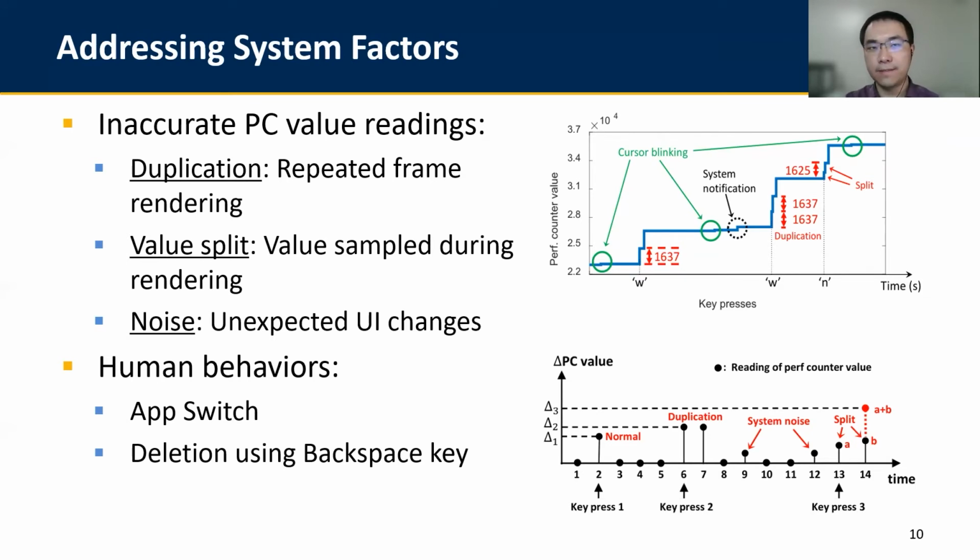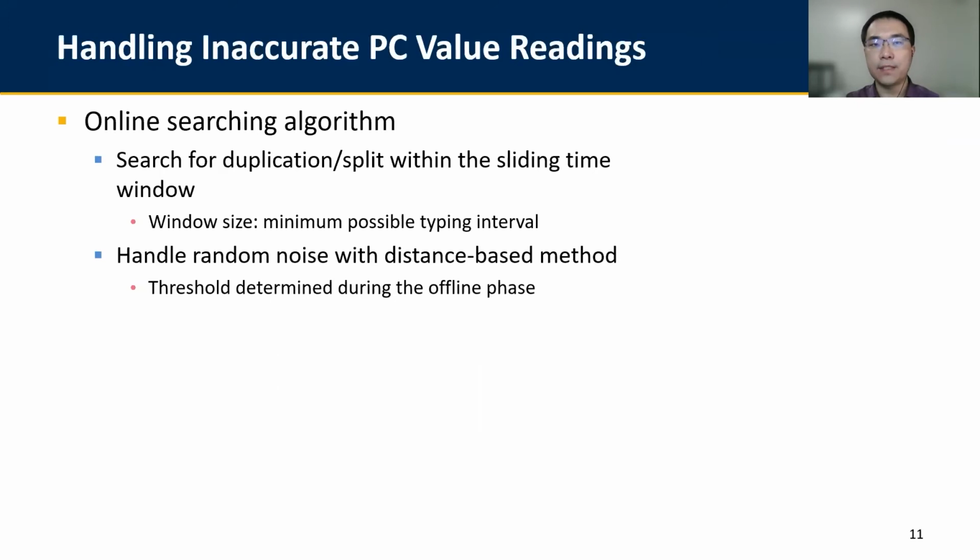Besides inaccurate value readings, human behaviors also bring difficulties in input inference. For example, the eavesdropping app needs to identify app switching events in order to determine current foreground app. On the other hand, text deletion using backspace key also affects the input inference. To tackle possibly inaccurate PC readings caused by value split, value duplication, and random noise, we propose an online searching algorithm. We use this example to demonstrate how the algorithm works.